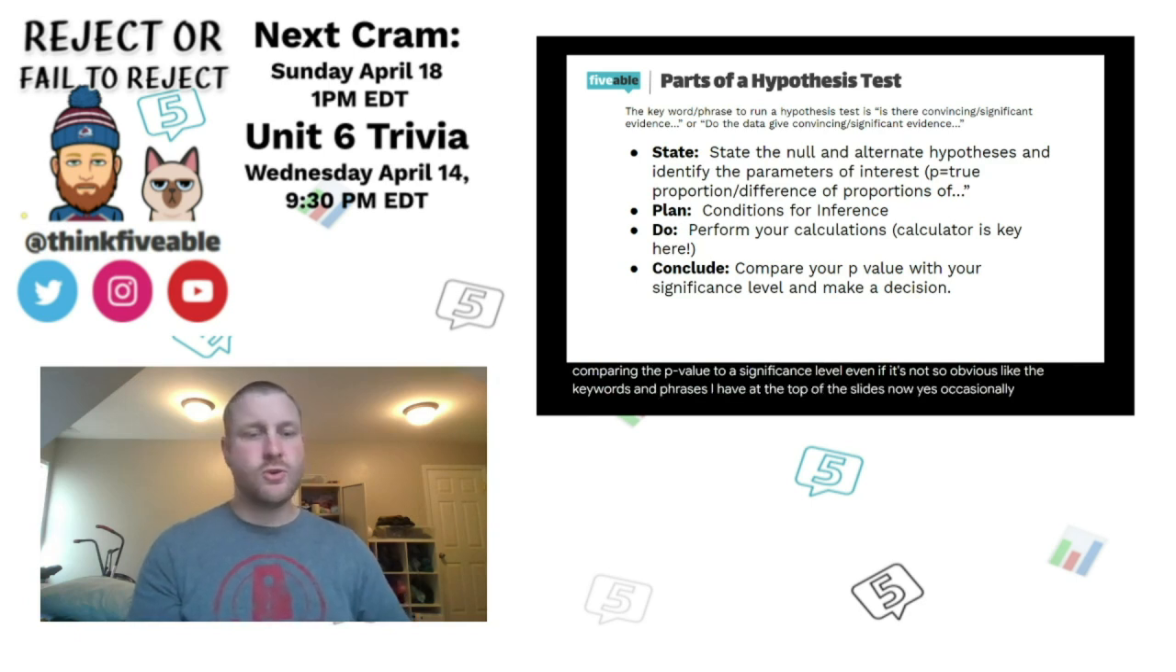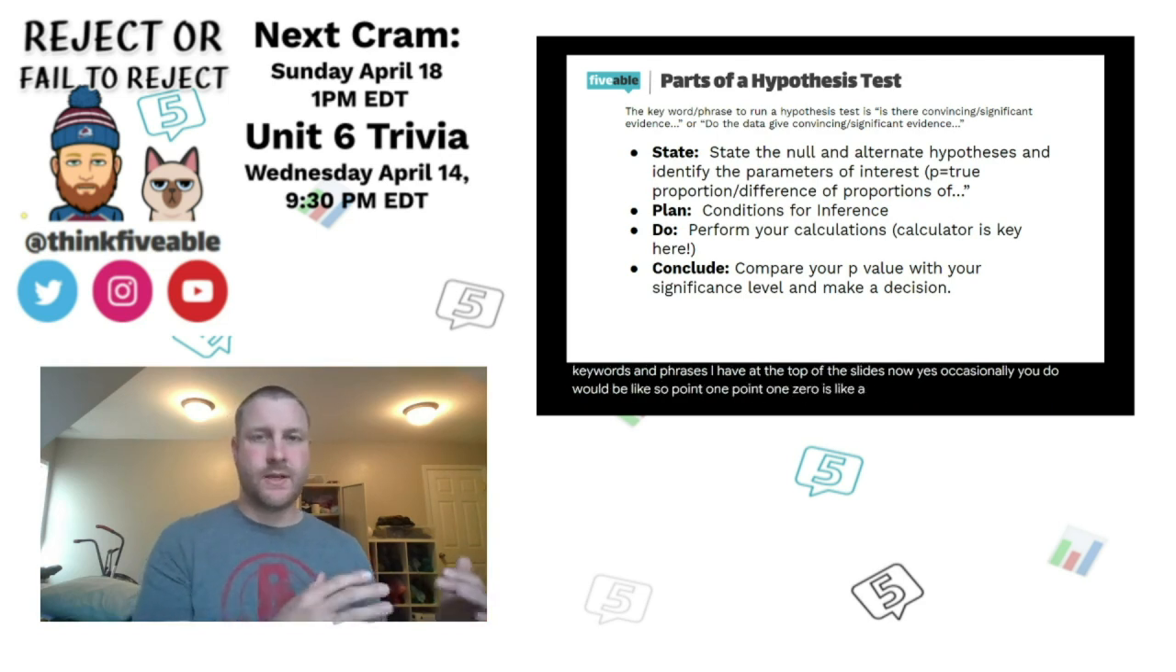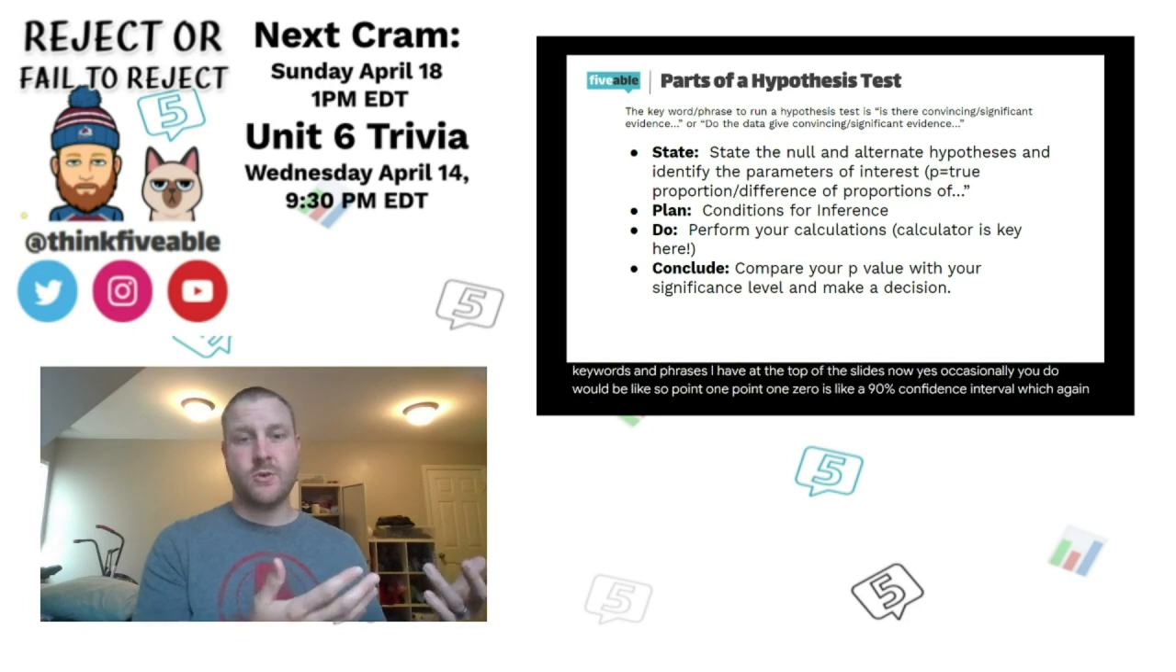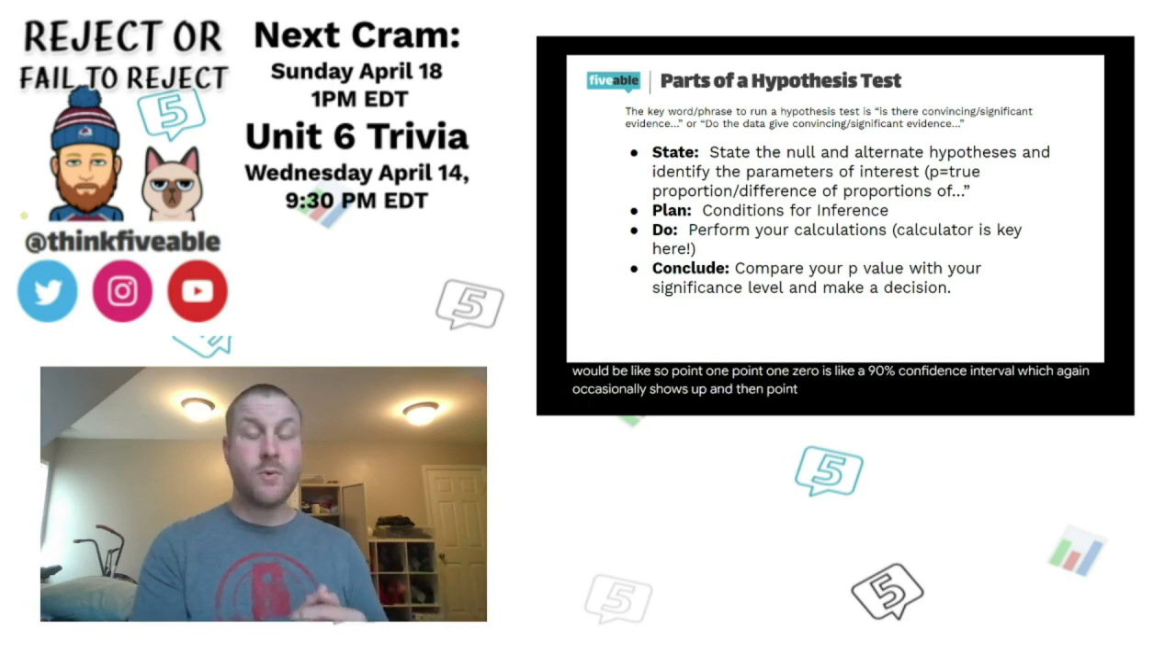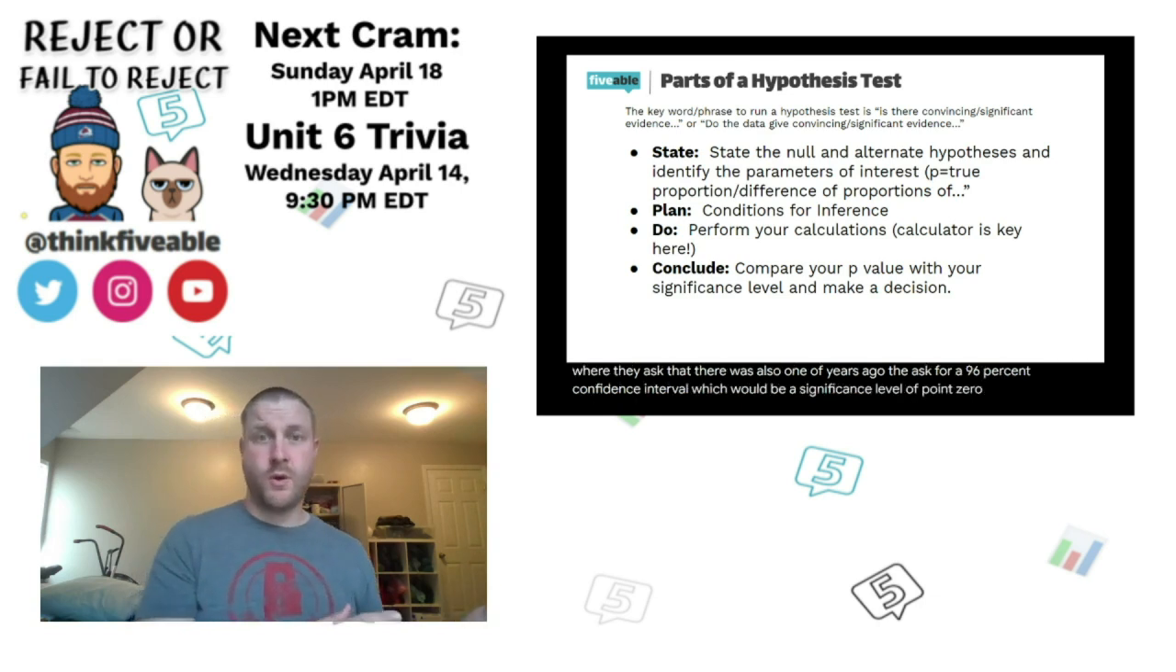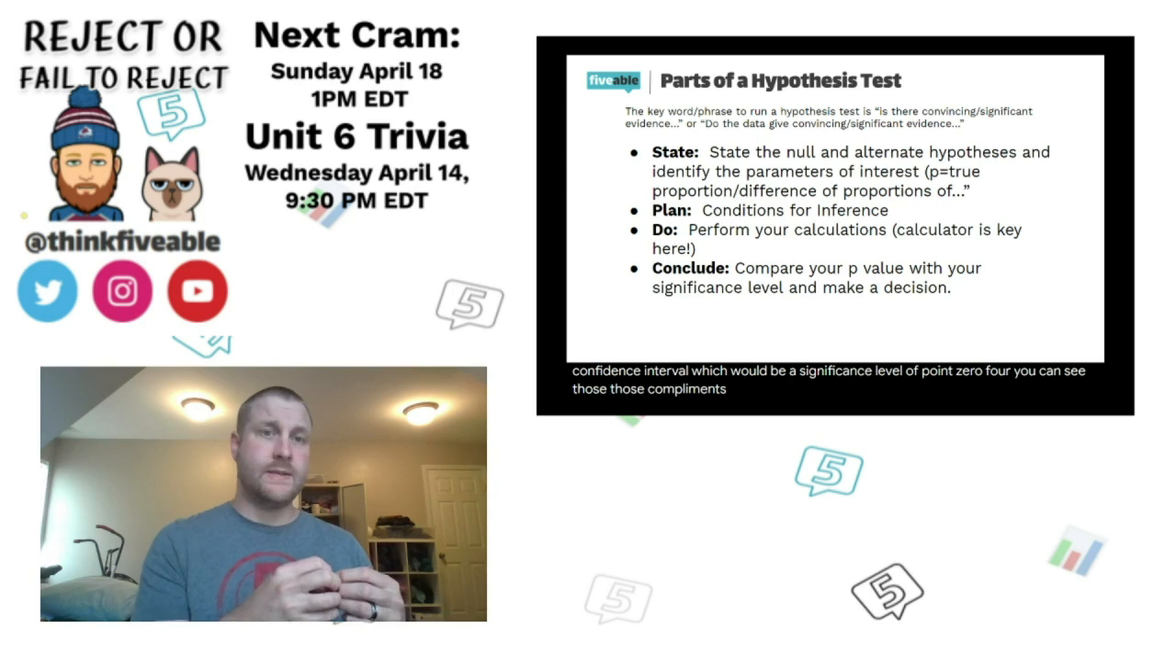Yes, occasionally you do 0.1. That would be like, so 0.10 is like a 90% confidence interval, which again occasionally shows up. And then 0.01 is like a 99% confidence interval. So there are times where they ask that. There was also one a few years ago that asked for a 96% confidence interval, which would be a significance level of 0.04. You can see those complements play into each other, especially with the two-tailed tests that we get to in just a minute.